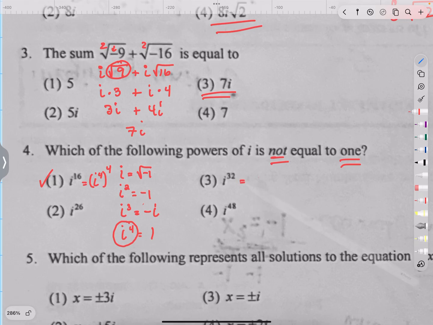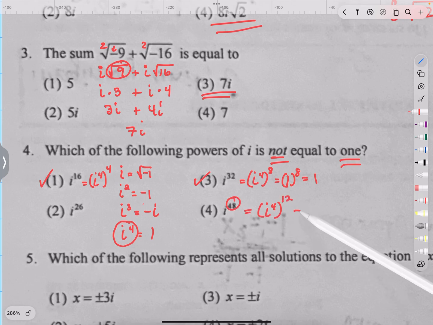All right, let's see if we can do the same thing here. So I write this as i to the fourth, because that's a 1. And 4 goes into 32 8 times, so I could write it as i to the fourth, a 1, raised to the eighth power. So it'd be like 1 raised to the eighth now, so that's equal to 1. So E works. I'm going to jump down to number 4 here, so I don't ruin the surprise there. So I'd write this one as i to the fourth raised to the, let's see, 12, because 4 times 12 is 48. So this is 1 to the 12th, so it's equal to a 1. And then that would clearly mean it's the last one that doesn't work.